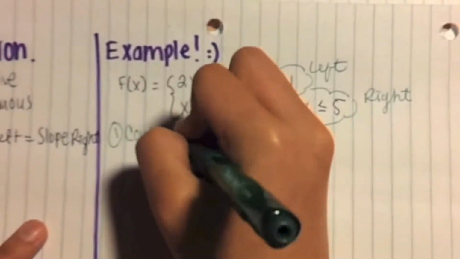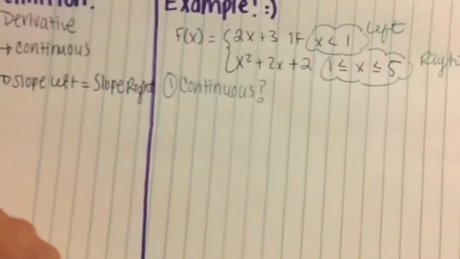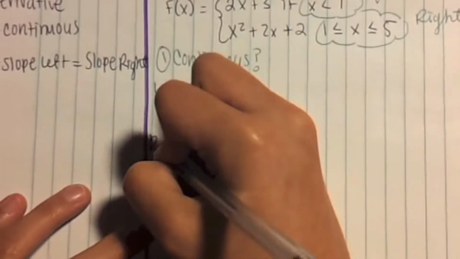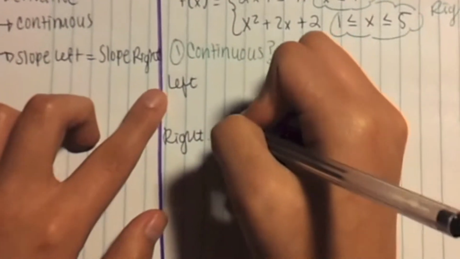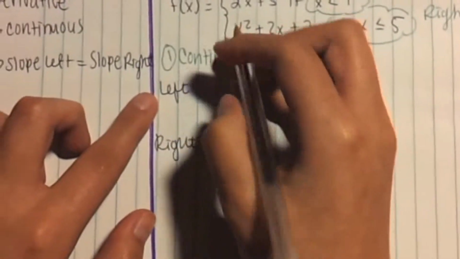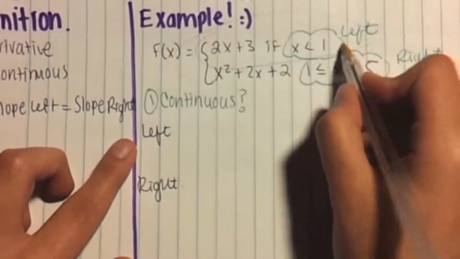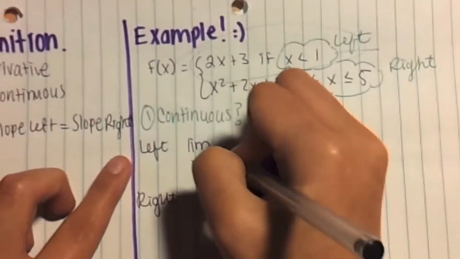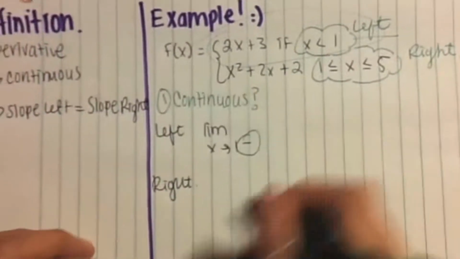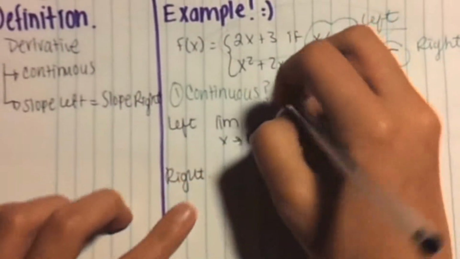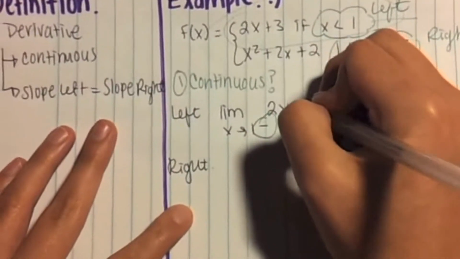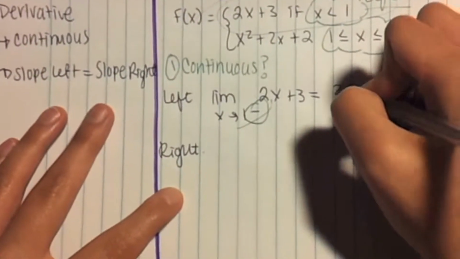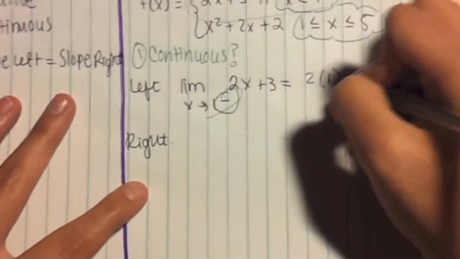So we need to know if the limit from the left equals the limit from the right. Let's find the limit from the left first, so we pick this function since it's the left side. The limit as x approaches 1 from the left of 2x plus 3, and we just plug in 1: 2 times 1 plus 3, which is 5. This is the limit from the left.